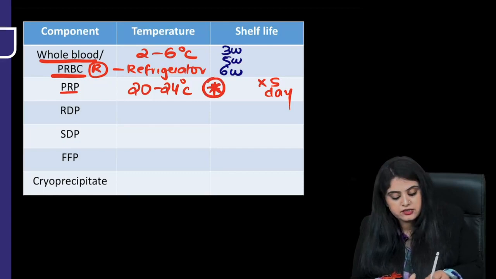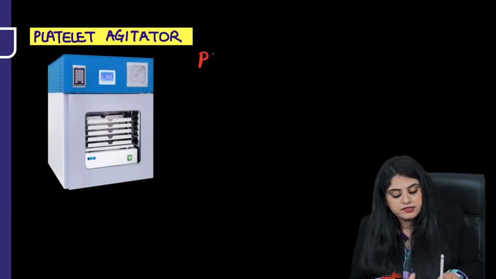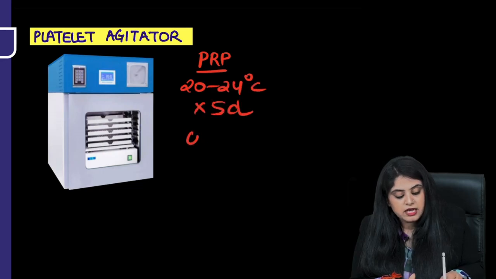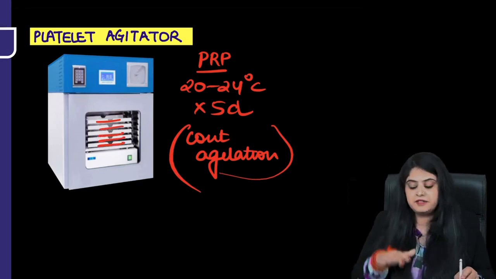And that condition is that you have to continuously move the platelet, otherwise the platelet will clot, and this is the machine. This is a platelet agitator. What did I say? You keep the platelet rich plasma at 20 to 24 degrees centigrade for 5 days on continuous agitation. You continuously have to move it, right? That is a platelet agitator. This keeps moving left, right, left, right.